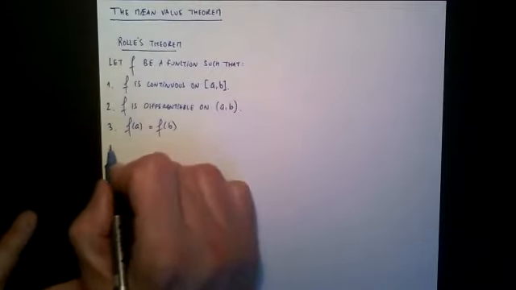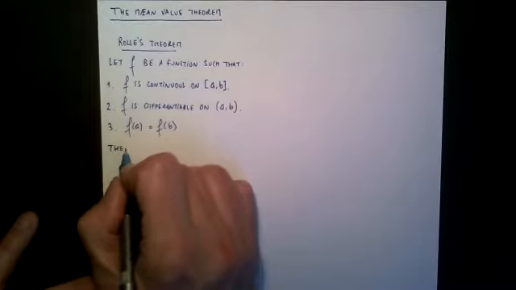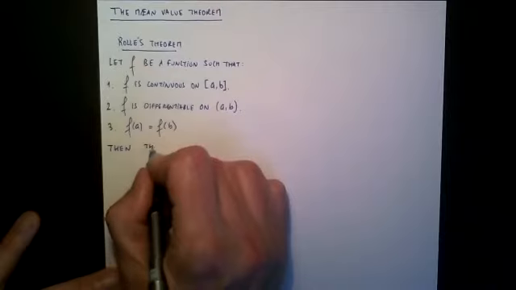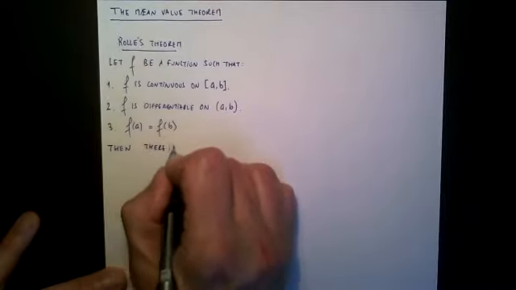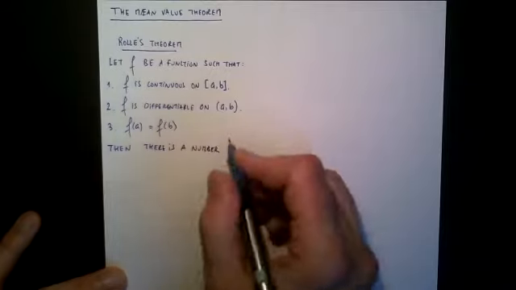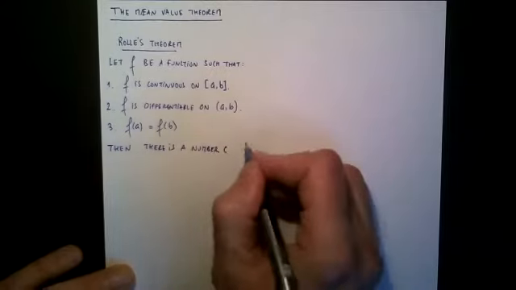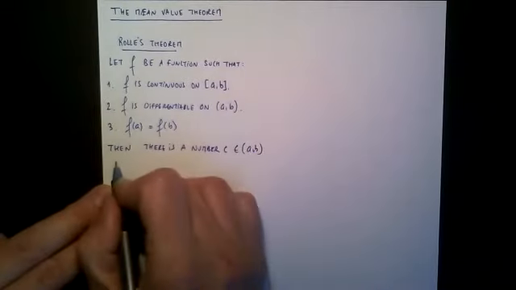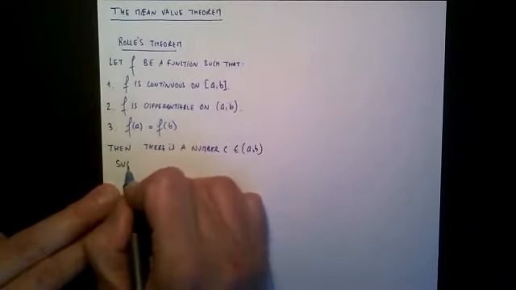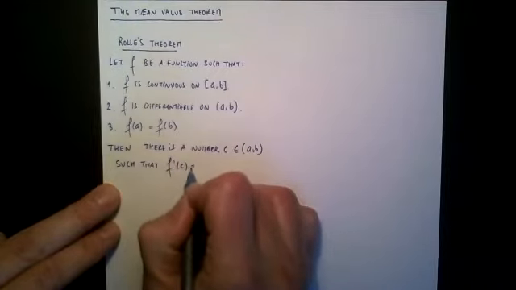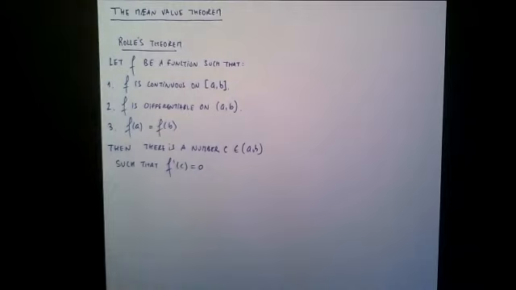Then there is a number c in (a, b) such that f prime of c is equal to 0.